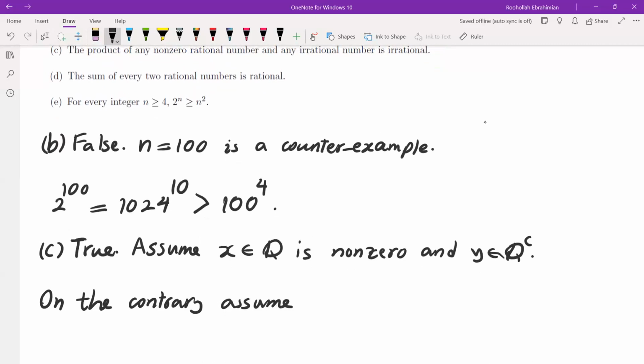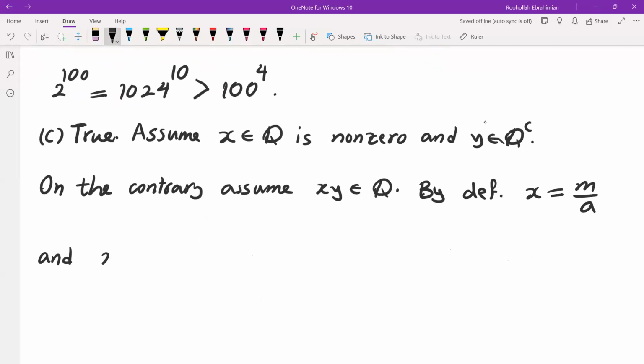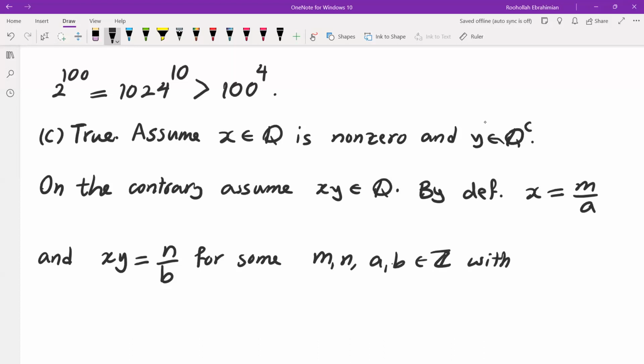assume xy is rational. So by definition, x is rational, so x is m over a, and xy is rational, so xy is n over b for some integers m, n, a, b with a and b non-zero.